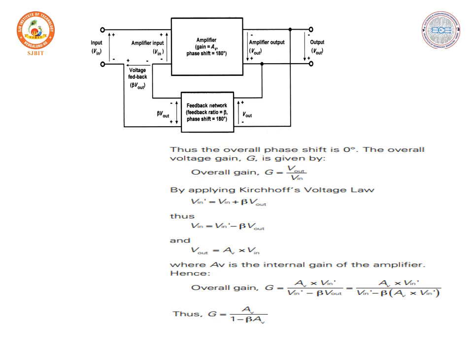From this, the overall gain is V out by V in. Applying the Kirchhoff law, V in dash is V in plus beta V out, so that V in is equal to V in dash minus beta V out. V out is AV into V in. When we consider the overall gain here, we are going to subtract instead of addition. So this is the exact opposite of negative feedback. Overall gain G is AV into V in' divided by V in dash minus beta V out. We take the V in dash common, so that will get cancelled. So the overall gain is AV divided by 1 minus beta AV.